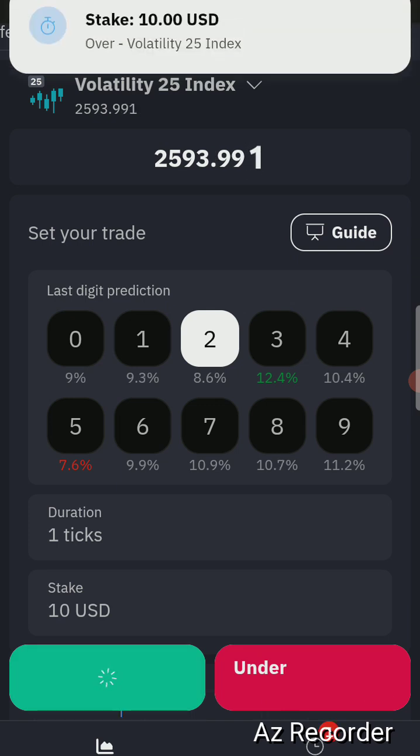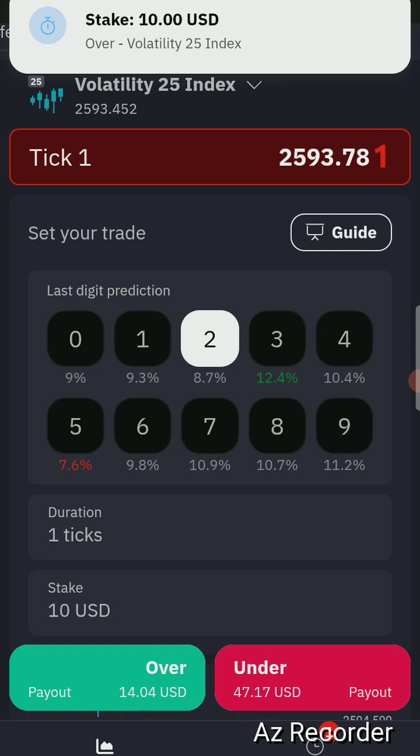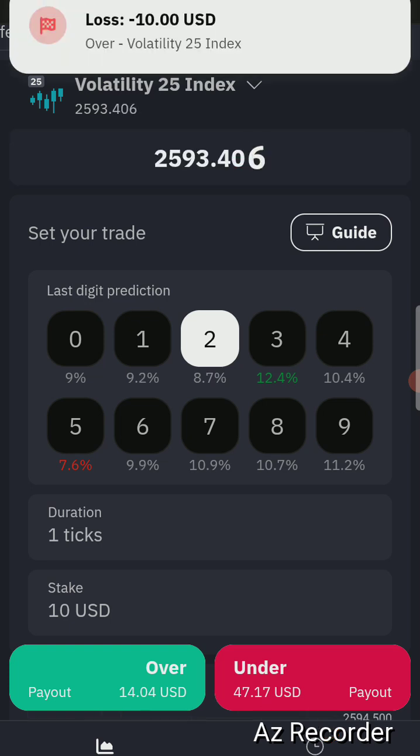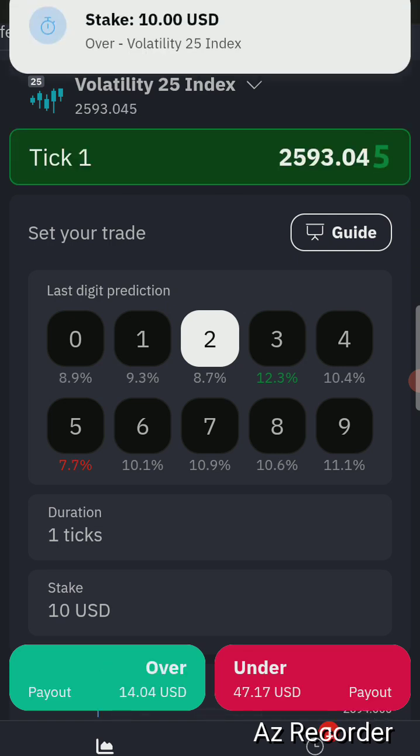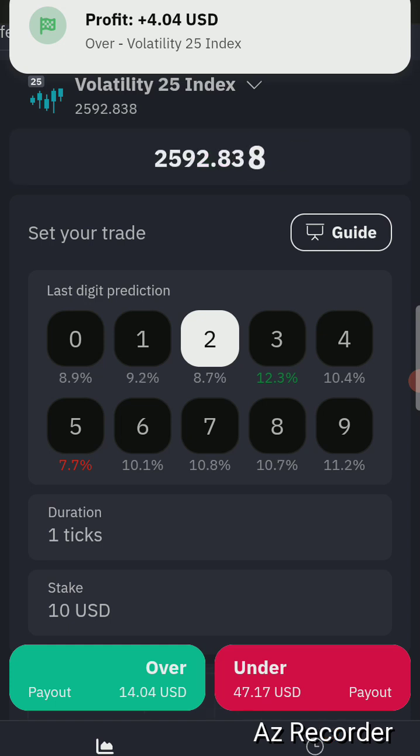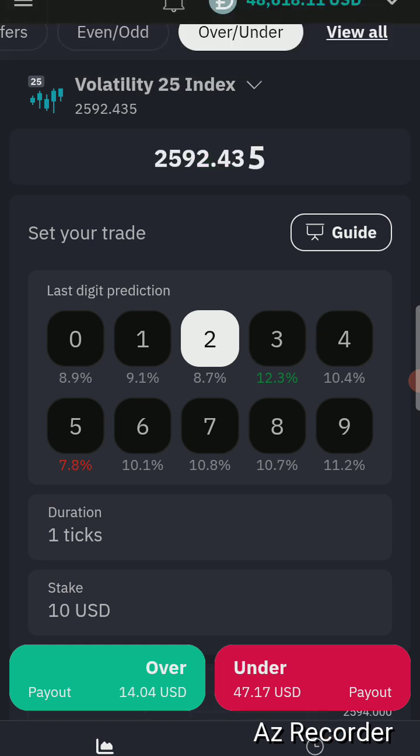That's the second one. Don't overtrade. Remember, losses are there. The market is still okay for Over 2. 8, 6, 6, 2. Good entry points. Remember to have proper risk management, don't overtrade, and everything will be well.